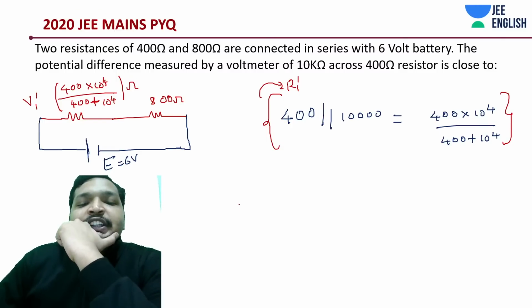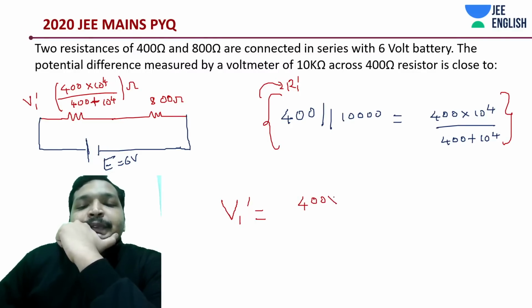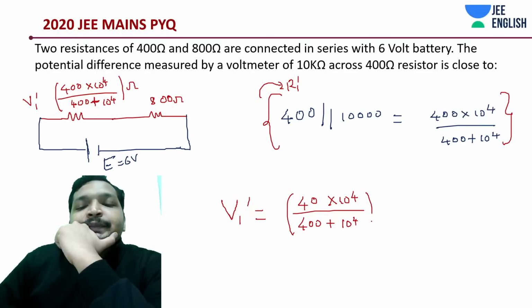V1 dash, just keep noticing, going to be very easy, is equal to 400 into 10 to the power 4 divided by 400 plus 10 to the power 4. Basically, I was about to write that, and 0 wanted to come first, I guess. So this is what we are writing.